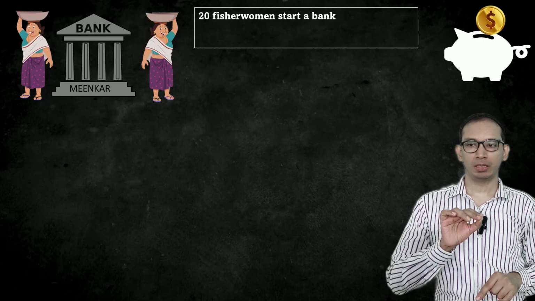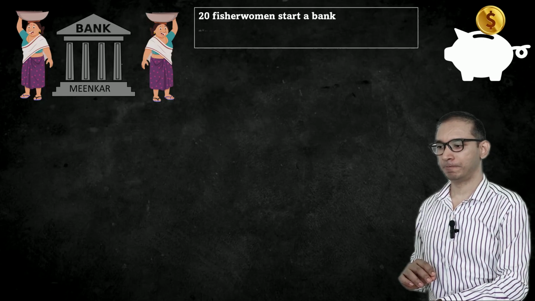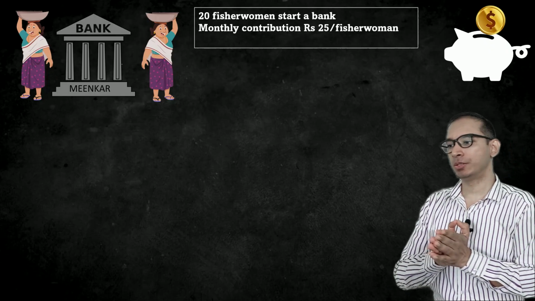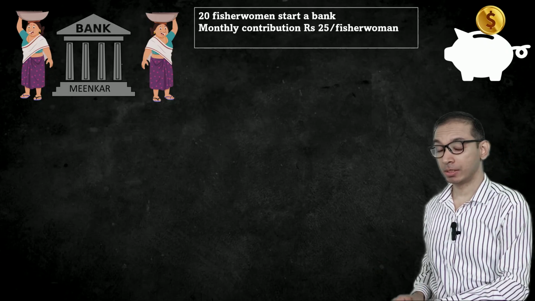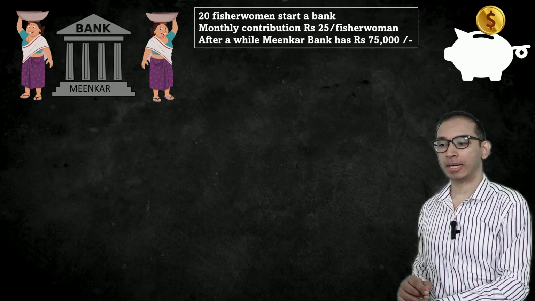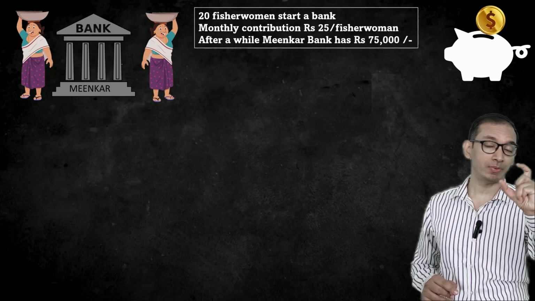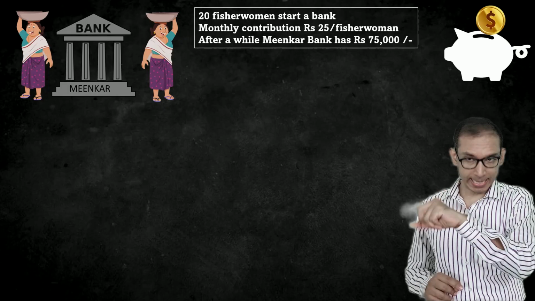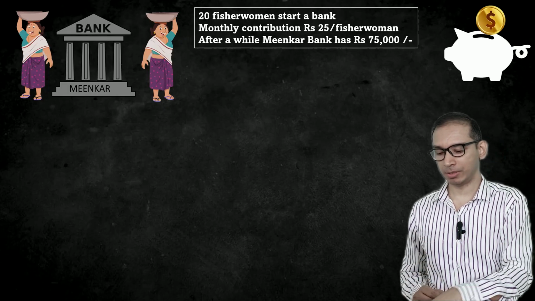20 fisherwomen, they decide to start a bank. Monthly contribution by each fisherwoman to the bank is 25 rupees. After a while, the Meen Car bank has 75,000 rupees. Keep this number in mind because we are going to need this number when they start a business.